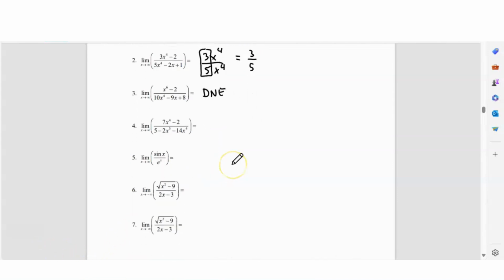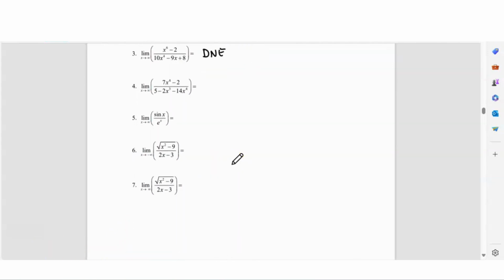Okay, number 4, we have to be careful with the terms rearranged in the denominator, but if you see the numerator's highest power term is 7x to the 4th, the denominator is negative 14x to the 4th. So the powers are the same, so we're going to divide the coefficients. We get negative 1/2. So now this top heavy and bottom heavy really helps on problems like number 5.